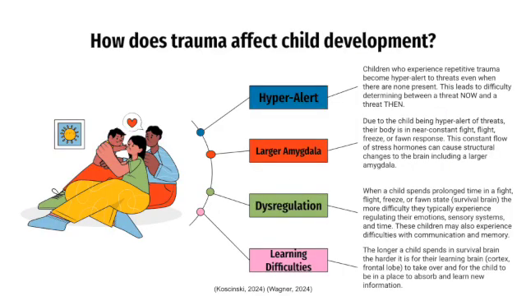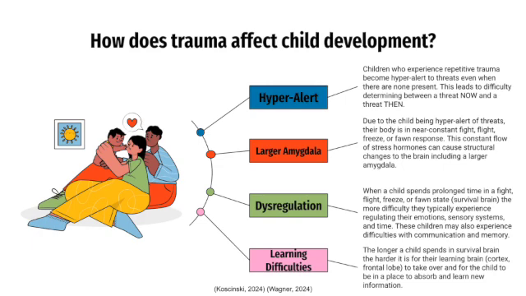Traumatic events have the most pervasive and vast effect within the first 10 years of life. Trauma has an effect on the cellular level, with consequences on the child's physical, emotional, developmental, and behavioral health across the lifespan. Trauma can cause a child to become more hyper-alert. Children who experience repetitive trauma become hyper-alert to threats, even when there are none present. This leads to difficulty determining between a threat now and a threat then. Children who experience trauma may also have a larger amygdala.